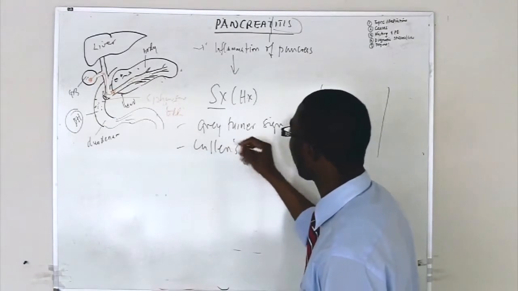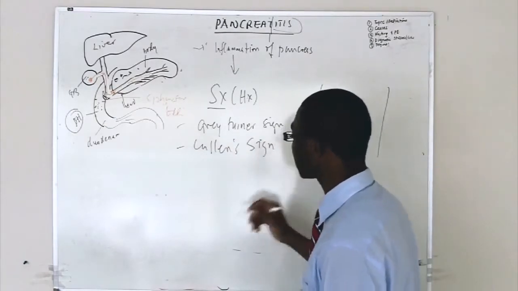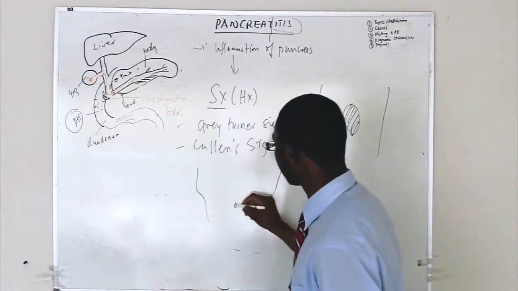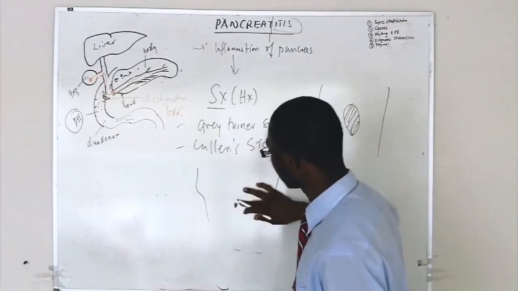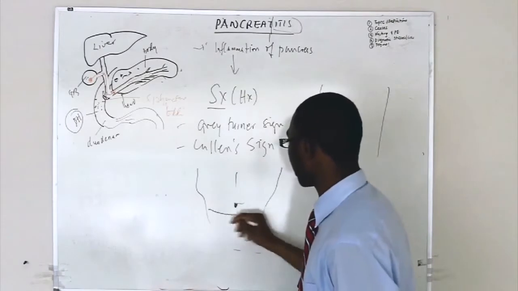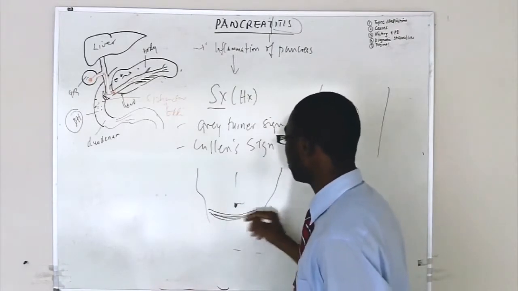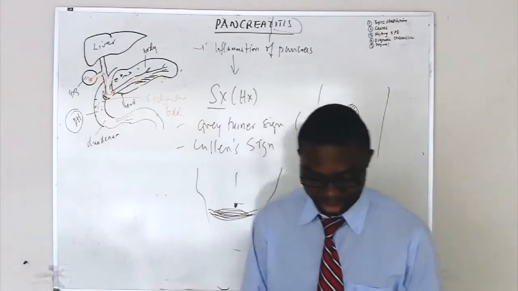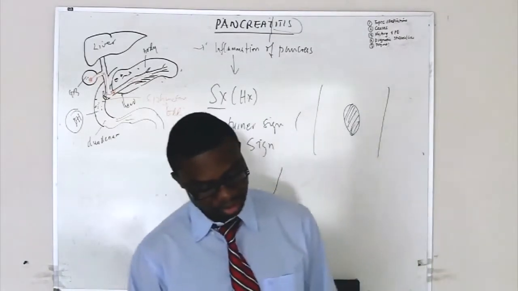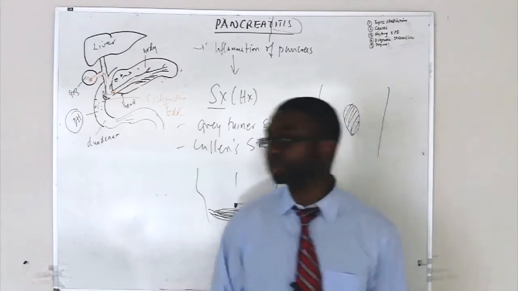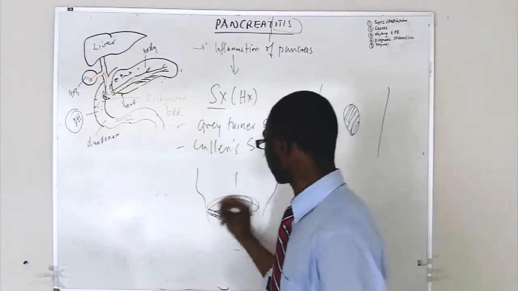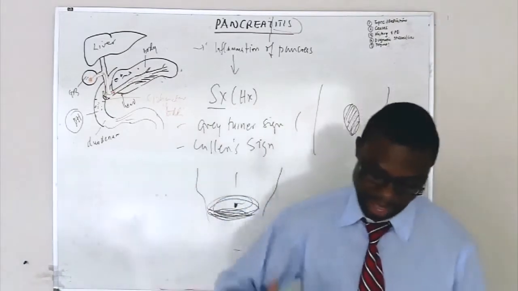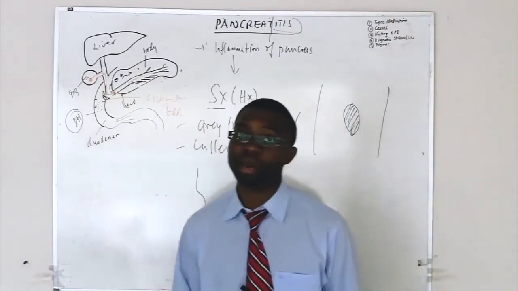These two signs are often tested on your boards. The Cullen sign will be periumbilical, right? This is your belly button. And right in there, you might be able to see an ecchymotic discoloration, periumbilical, right? So those are the two signs, Grey Turner's and Cullen's sign. Don't forget that. That may be evident on the exam.